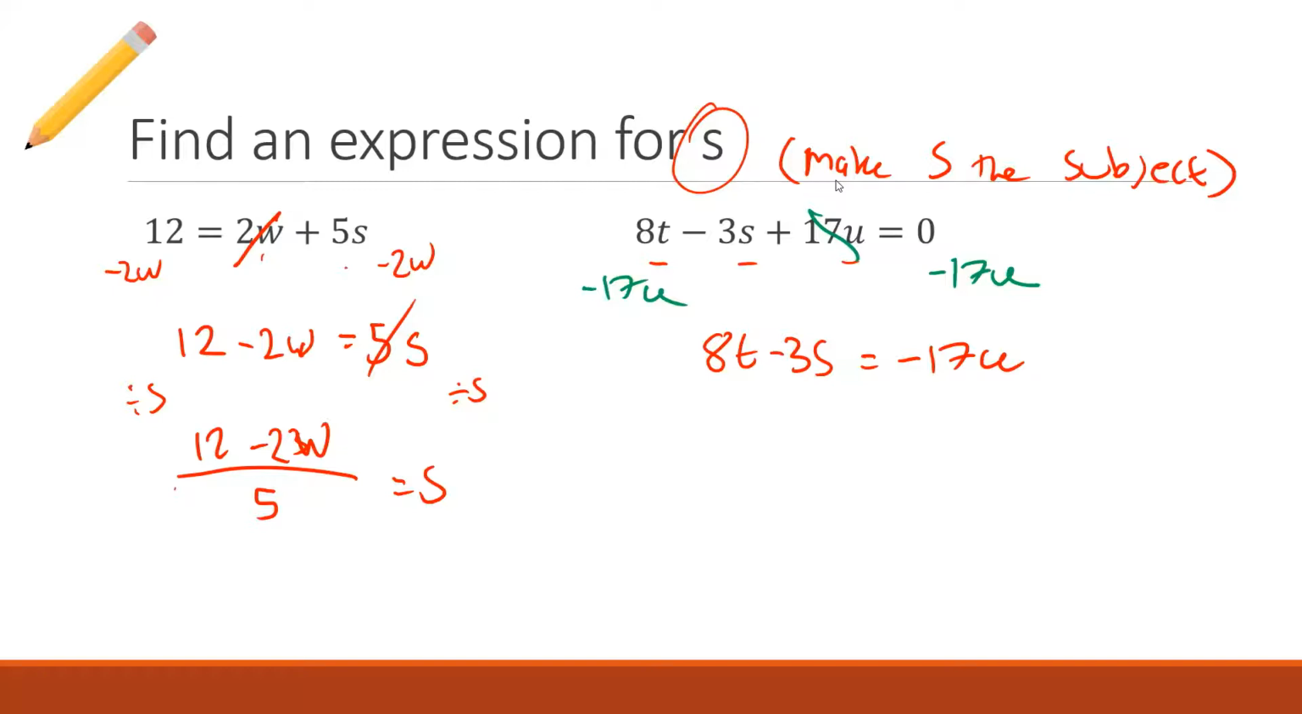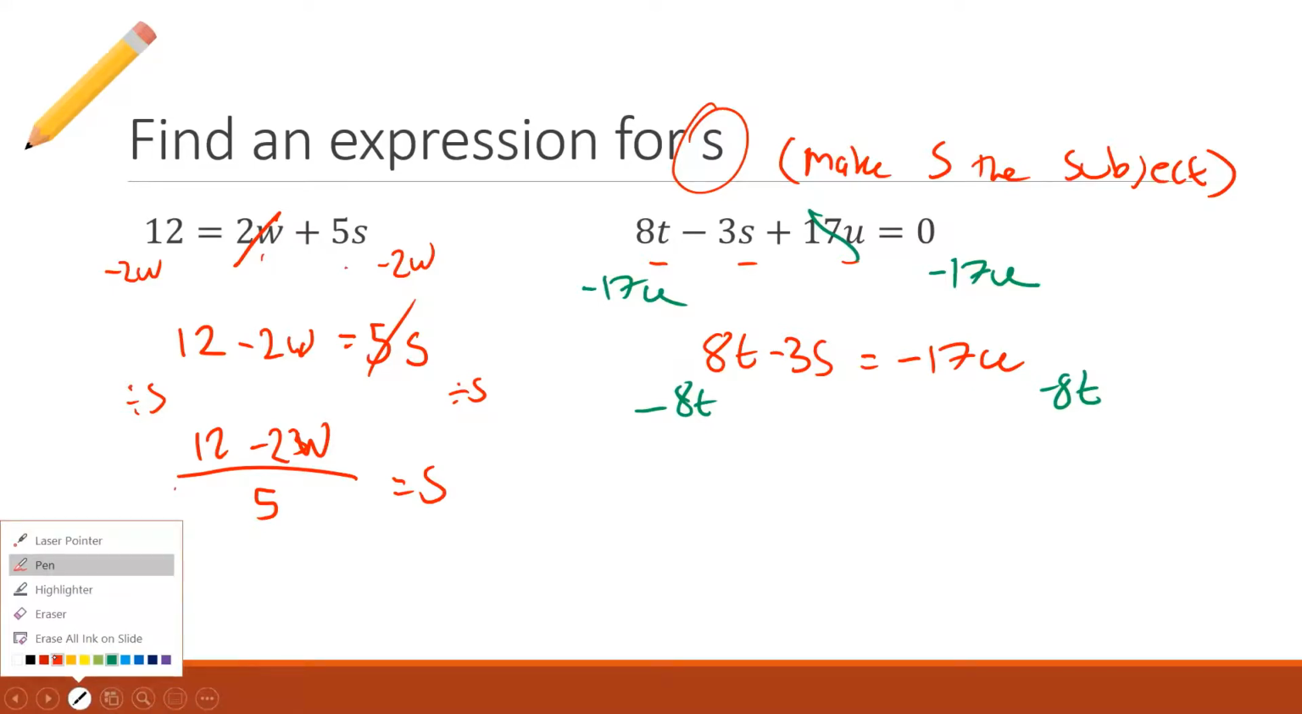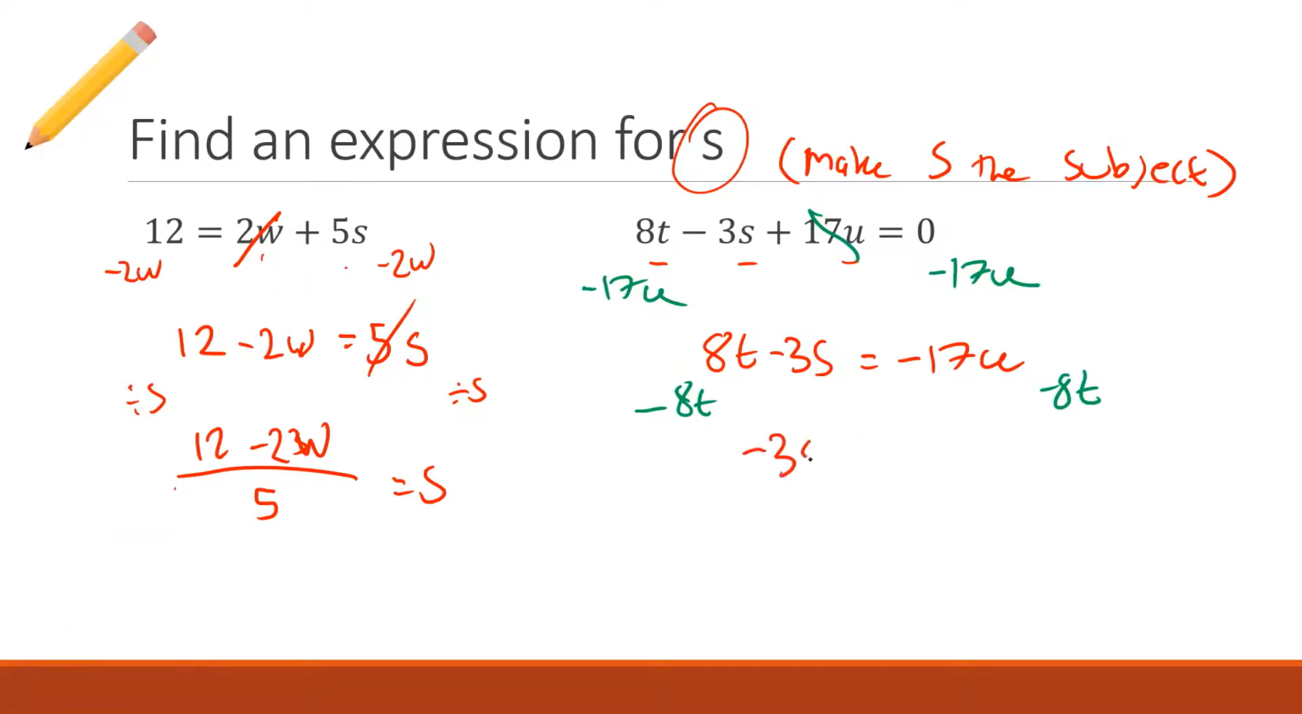Anyone can tell me, how do I move this 8t to the other side? Just minus it? Yeah, you just minus it. I'm just going to minus 8t from both sides. That's going to give me negative 3s equals negative 17u minus 8t. And then I'm just going to get rid of this negative 3s.